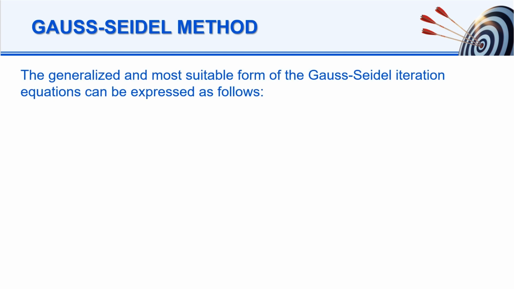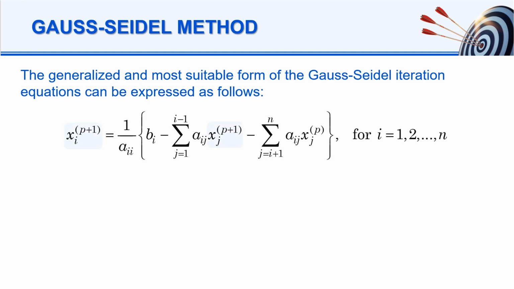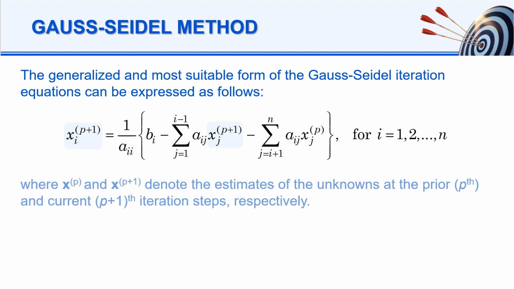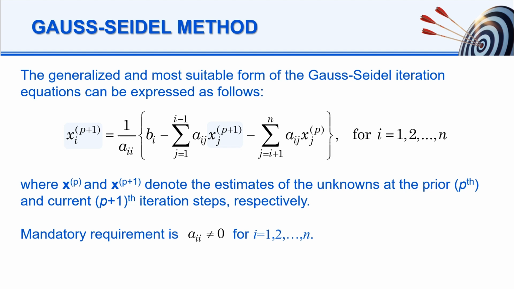The generalized and most suitable form of the Gauss-Seidel iteration equations can be expressed as follows. Here, x superscript p and x superscript p plus 1 notations denote the estimates at the prior and current iteration steps, respectively. The mandatory requirement is that the diagonal elements of the coefficient matrix be non-zero.